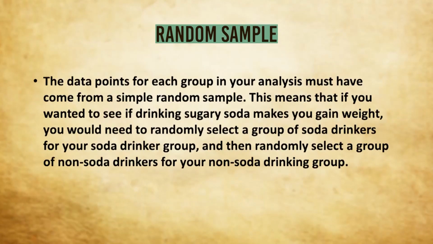The data points for each group in our analysis must have come from a simple random sample. This means that if we wanted to see if drinking sugary soda makes us gain weight, then we would need to randomly select a group of soda drinkers, and randomly select a group of non-soda drinkers. So these are very important.